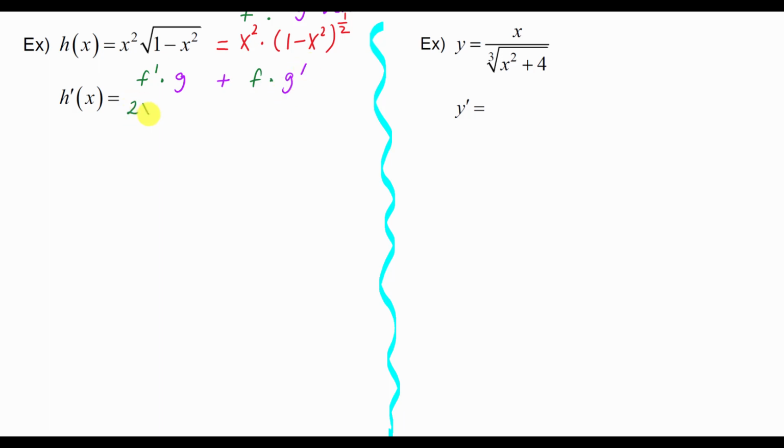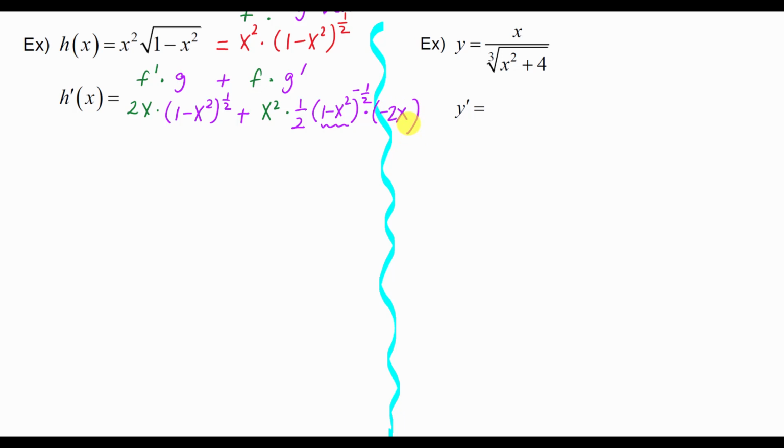And what is f prime? That is 2x times g. You just write g. And what's g? G is 1 minus x squared to the 1/2 power, plus f is x squared, and g prime, we need to use chain rule. I got a power function. It's something to the 1/2 power. So take the derivative of the outer function. That will be 1/2 times something to the negative 1/2 power, and I do not touch what was inside. And now I need to multiply by the derivative of the inner function. And the inner function is 1 minus x squared.